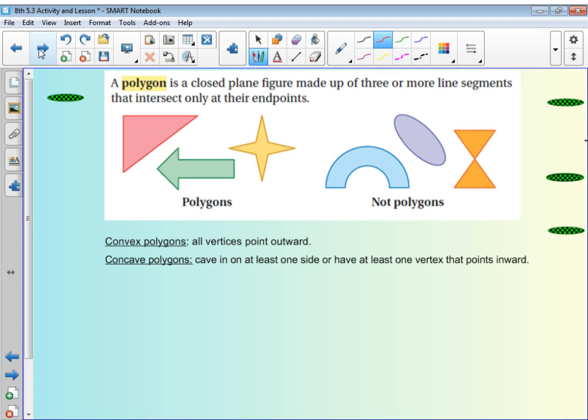Okay, so when we compare that to non-polygons, well, what eliminates them? This is enclosed, but we have curved lines. So that eliminates it from being a polygon. Once again, this one is also enclosed, but does not have straight edges, so that also is no longer a polygon. The next one looks like it is enclosed, which it is.